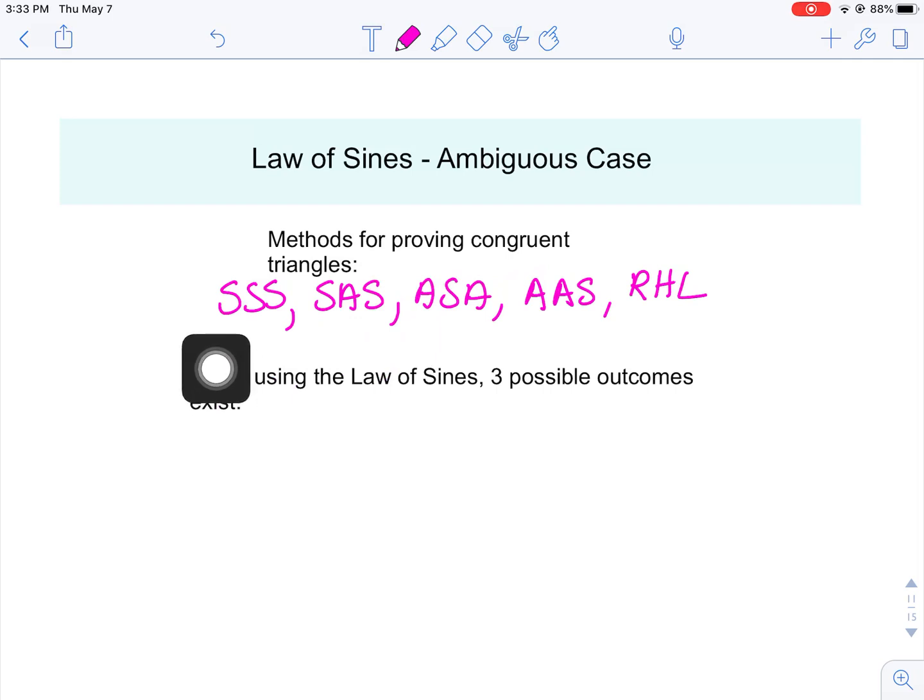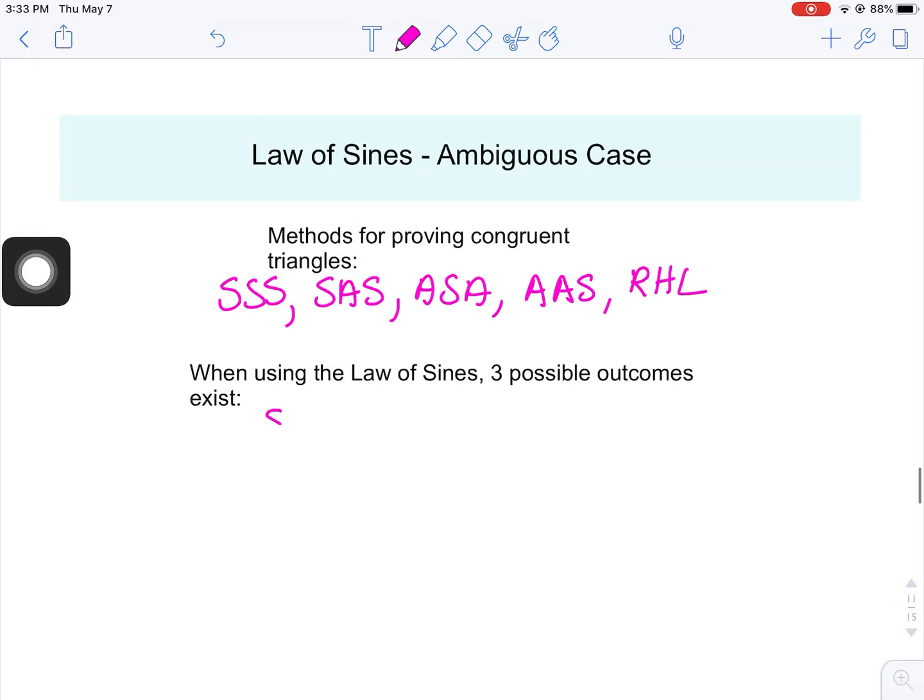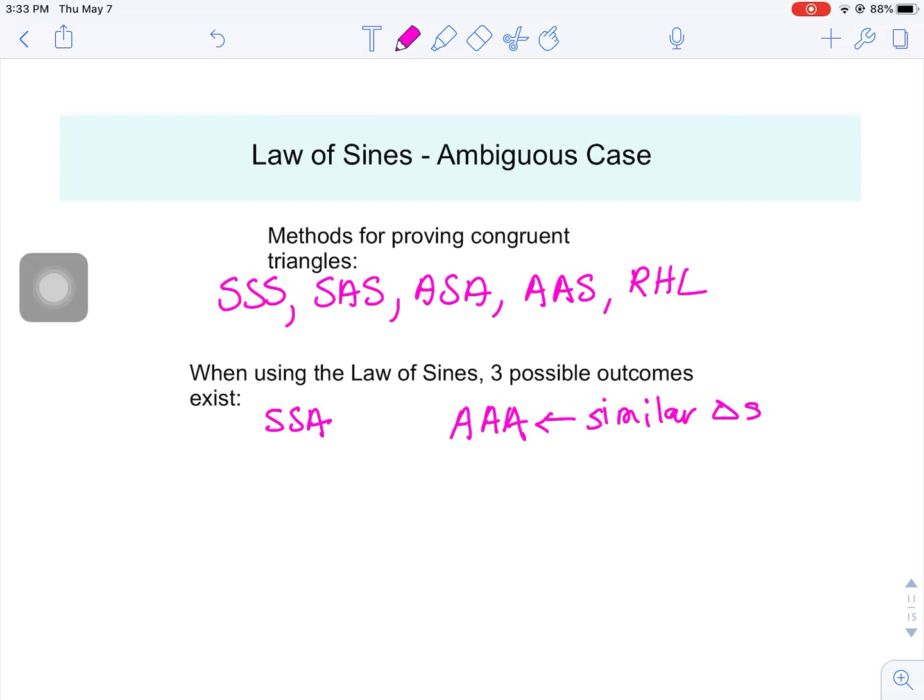But there were two ways that you were not able to conclude that you had congruent triangles. One was side, side, angle, and the other was angle, angle, angle. With angle, angle, angle, we produce similar triangles. So there's never going to be one answer for a triangle if you're given three angles or even just two angles. But with side, side, angle, you can get the possibility of no triangles, one triangle, or two triangles. Now let me show you how this happens.